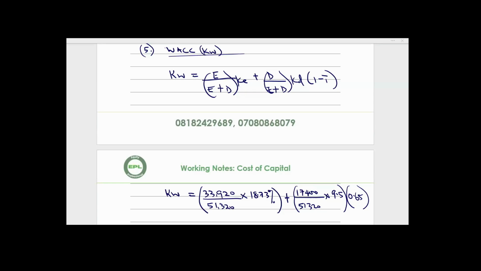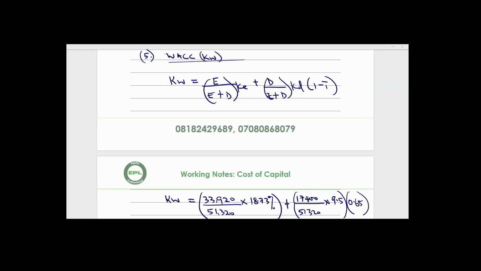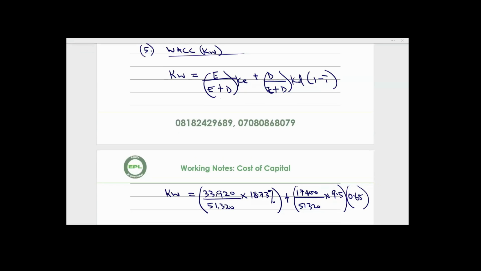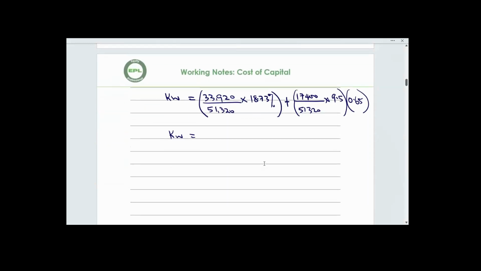Sir, what if it's below? If it is below, that would be 9 minus 0.5. Okay, sir. So let me push it.